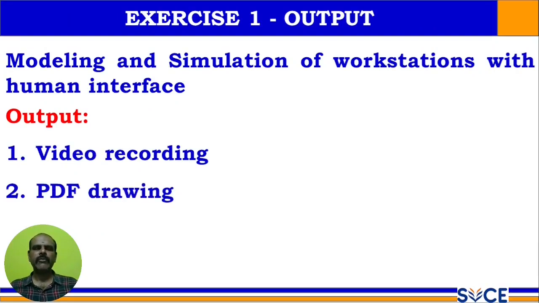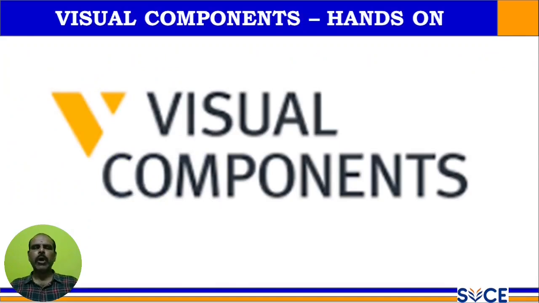Now we completed Exercise 1, and the output we are obtaining is in the form of video recording, we get it in the form of PDF drawing, and of course a bill of materials we get. So that is what we did on Visual Components.